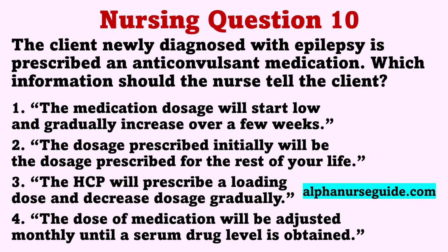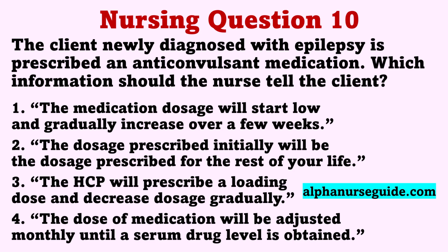1. The medication dosage will start low and gradually increase over a few weeks. 2. The dosage prescribed initially will be the dosage prescribed for the rest of your life. 3. The HCP will prescribe a loading dose and decrease dosage gradually. 4. The dose of medication will be adjusted monthly until a serum drug level is obtained. The correct answer is 1. The medication dosage will start low and gradually increase over a few weeks.